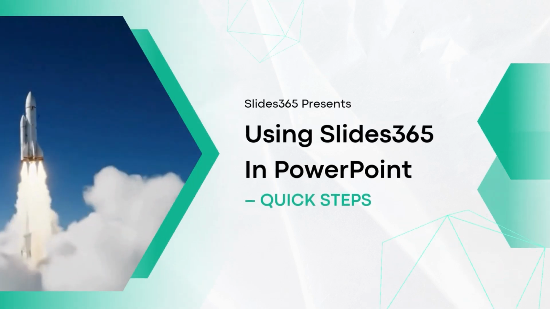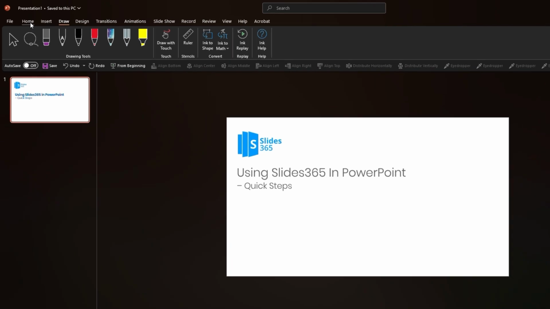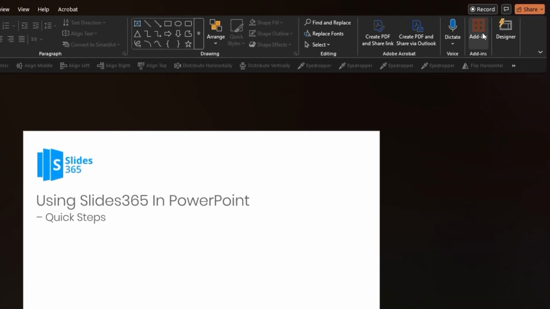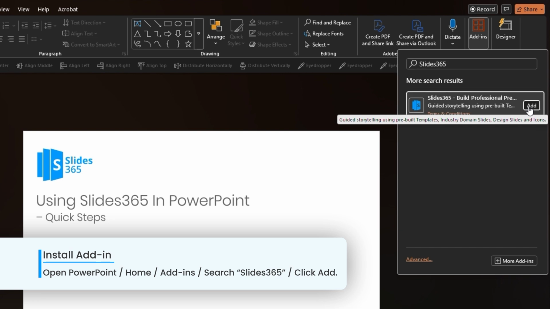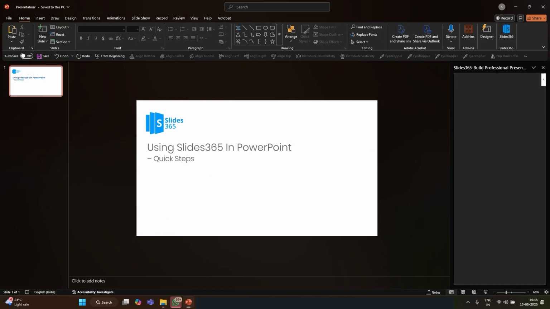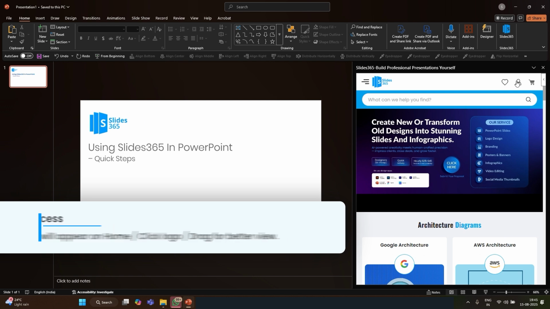Using Slides 365 in PowerPoint, quick steps. Install the add-in from PowerPoint Home by searching Slides 365. Access Slides 365 from the Home tab and adjust its position.